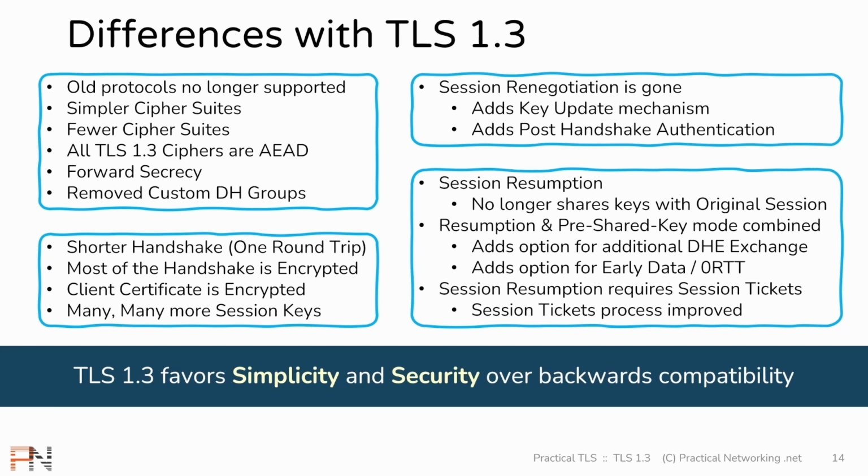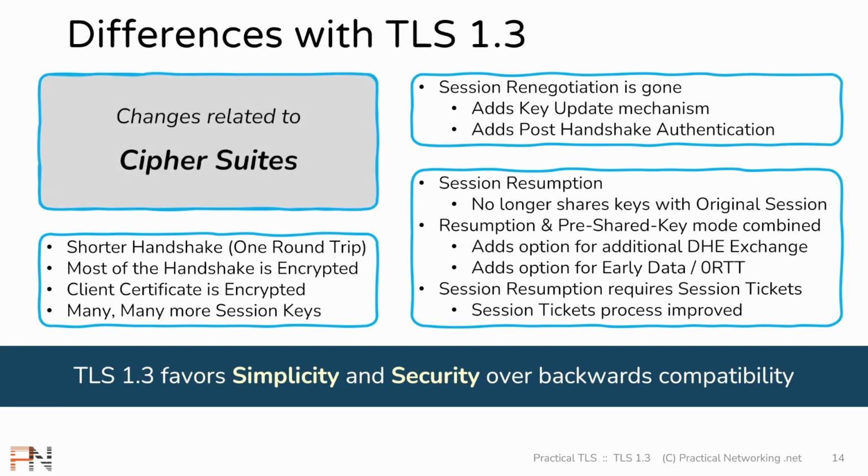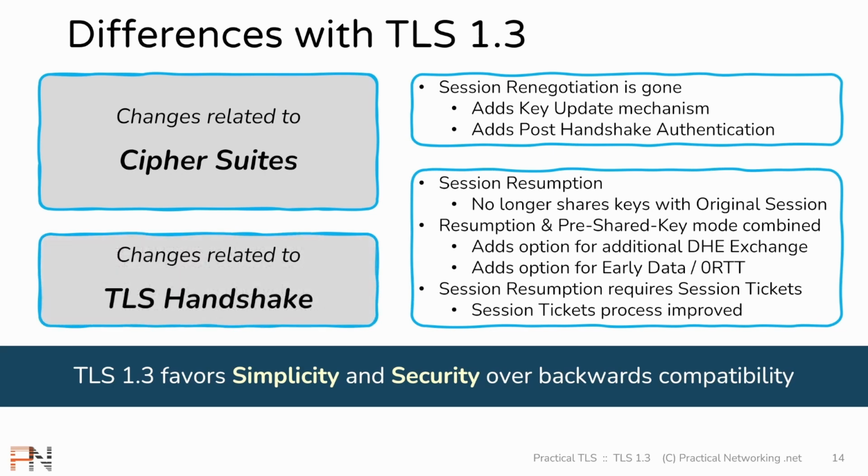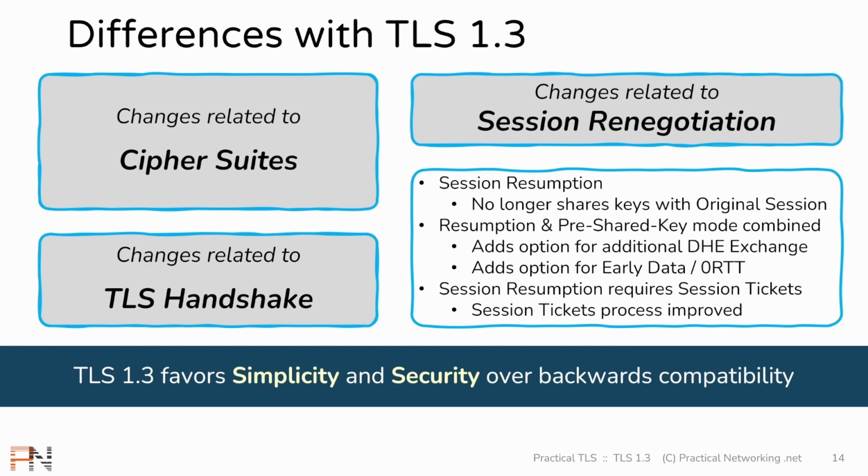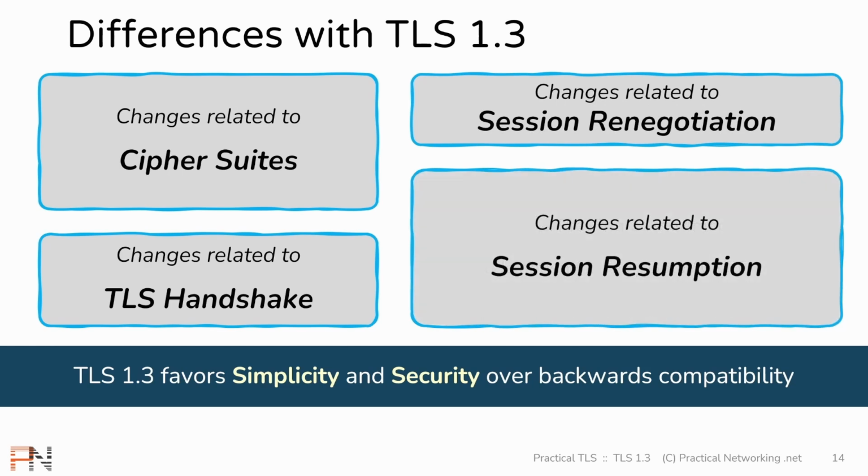The first group that we're going to talk through refers to changes with TLS 1.3 that relate to cipher suites. The second group is changes to TLS 1.3 that relate to the TLS handshake. The third group is changes to session renegotiation. And finally, the fourth group is changes to session resumption. What you've just watched is lesson 1 of the TLS 1.3 module, and what you're looking at on your screen is lesson 2, 3, 4, and 5.